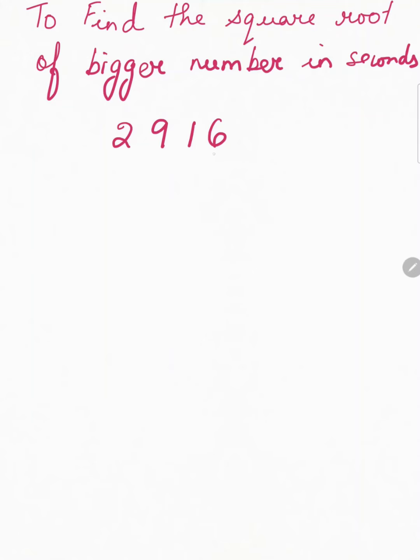we will consider the digit in the unit place. So here we see that the digit in the unit place is 6. So now we think of a digit whose square will end with 6. So we get that 4 into 4 is 16, as well as 6 into 6 is 36. So first of all, let us consider these two digits and we keep these two digits in mind. Now we move on to the next step.